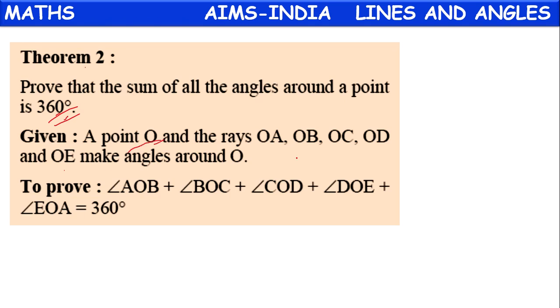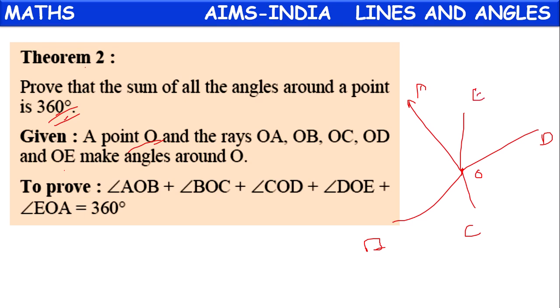Given a point O, from point O we have rays OA, OB, OC, OD, OE. Five rays are there. We have to prove that the sum of AOB, BOC, COD, DOE, EOA, the sum of all angles around O, equals 360 degrees.